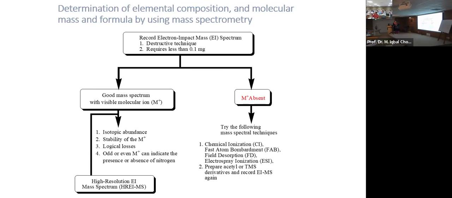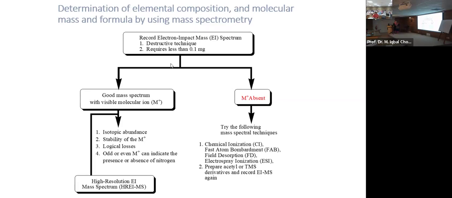Okay, so determination of elemental composition and molecular mass and formula by using mass spectrometry. Once you have your pure compound with you and you would like to proceed, you need to proceed with mass. It requires a very sensitive technique, it requires very little amount, and it is a very quick technique.